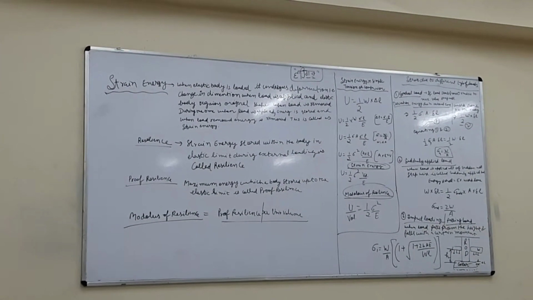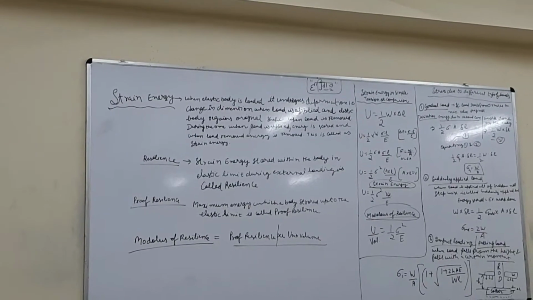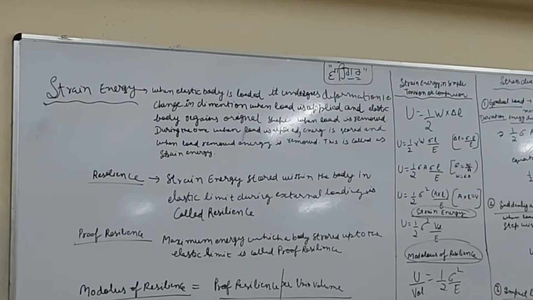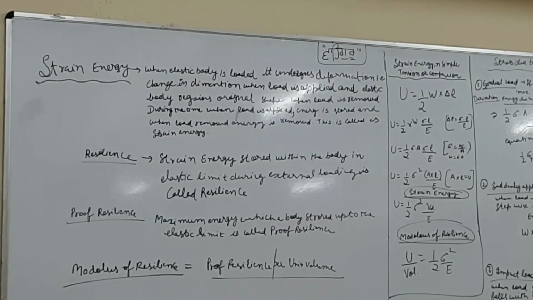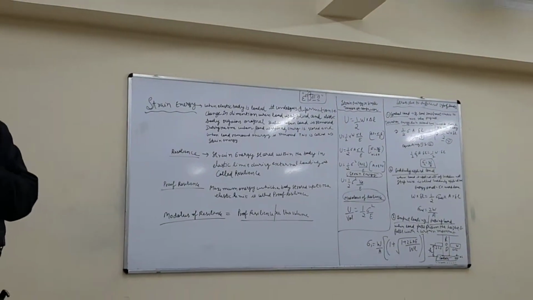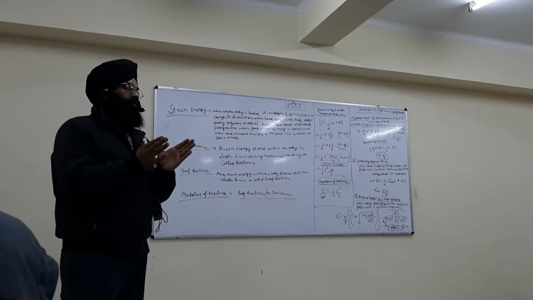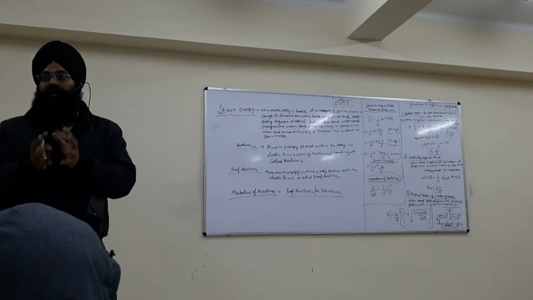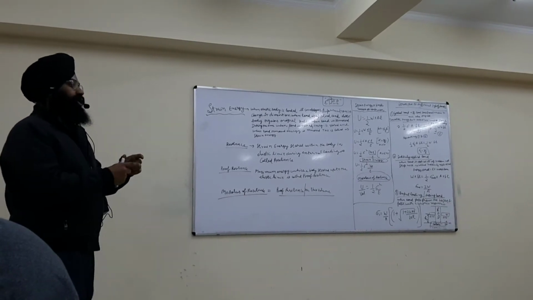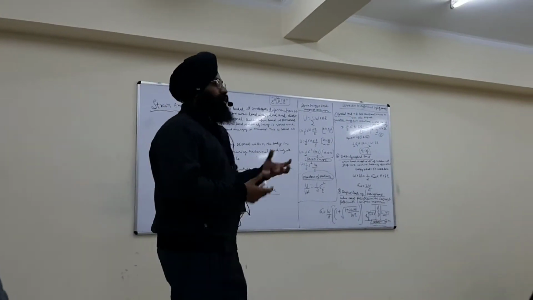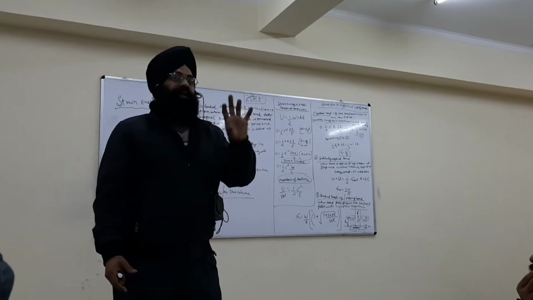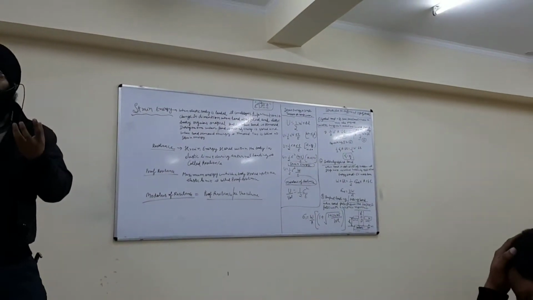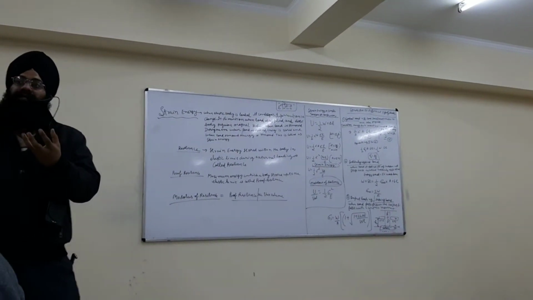Let us start with what strain energy is. Strain energy: when an elastic body is loaded, what happens at that time? There is deformation in it. It changes its shape. If we apply a tensile force, there is an elongation, and if we apply a compression force, there is a compression. When the body is under elastic loading, there is a change in dimension. That change in dimension is due to some stored energy in it, whether due to compression or tensile force. The stored energy at that time is defined as the strain energy.